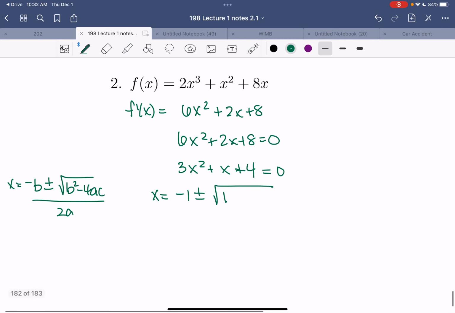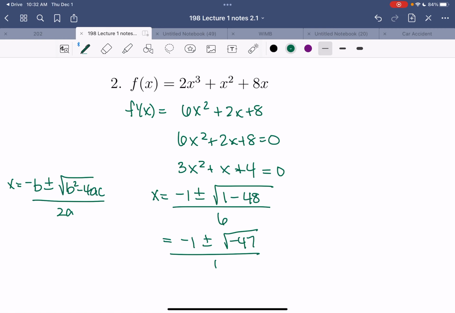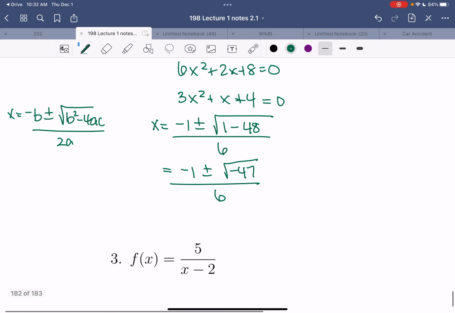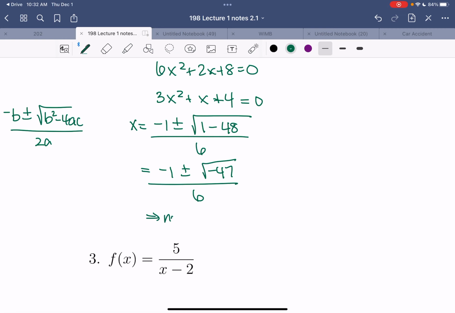1 minus 4 times 3 times 4. So 4 times 4 is 16 times 3. 16 times 3, I believe, is 48 over 6. Now, that doesn't really matter because what happens here is I get a negative number underneath the square root, which means that this is imaginary. So this is what we would say there are no real solutions.